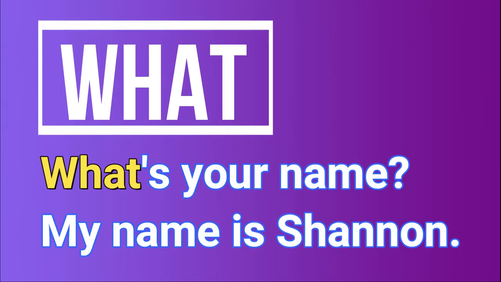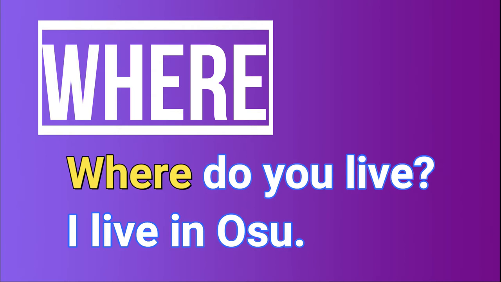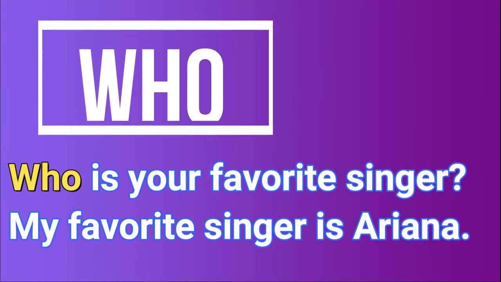Let's take a closer look at the 5 W's and an H. The first W, what? For example, what's your name? My name is Shannon. The next W we'll look at is where. For example, where do you live? I live in Osu. The third W, who. For example, who is your favorite singer? My favorite singer is Ariana.